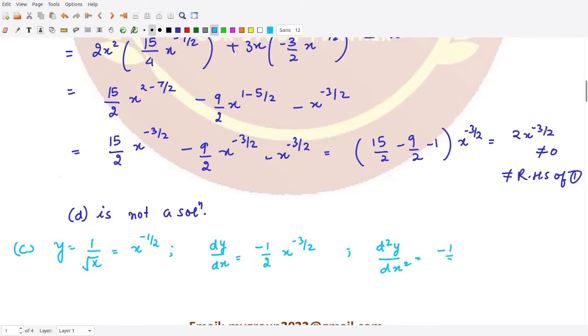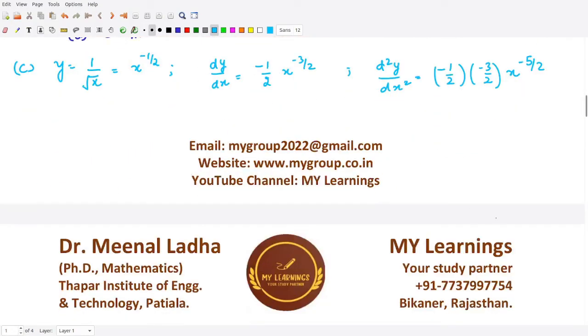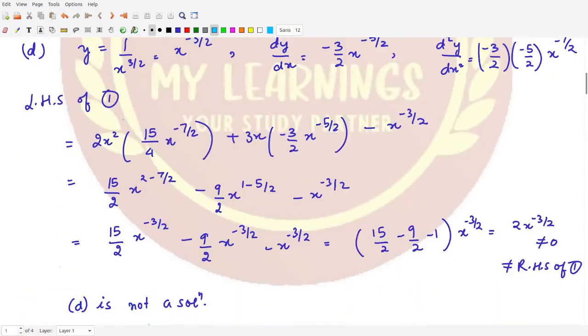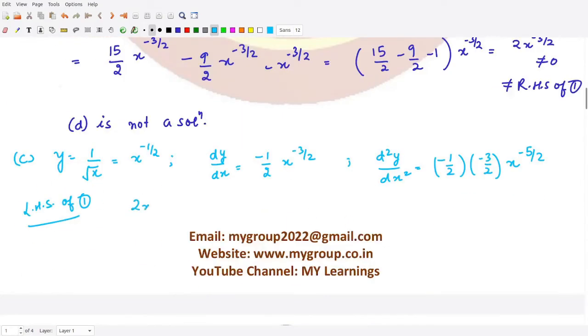This would be equal to minus 1 by 2 multiplied with minus 3 by 2 x to the power minus 5 by 2 here, right? Once you have all the derivatives, we could substitute all of them in the left hand side of the given differential equation. So this would be equal to 2x square multiplied with the second derivative. Second derivative is this one, so let's substitute the value here.